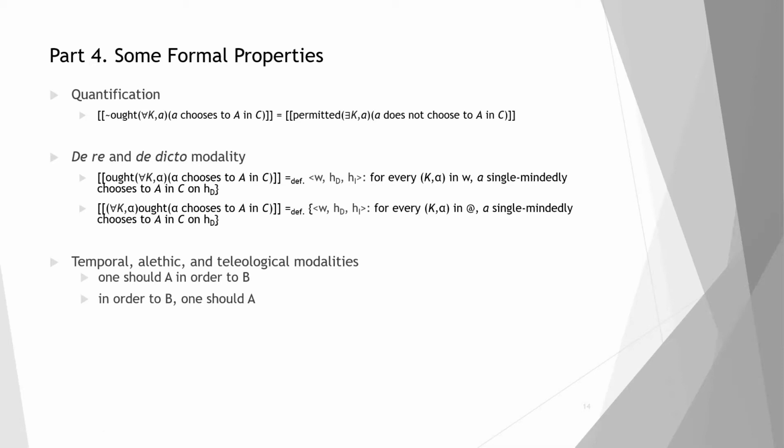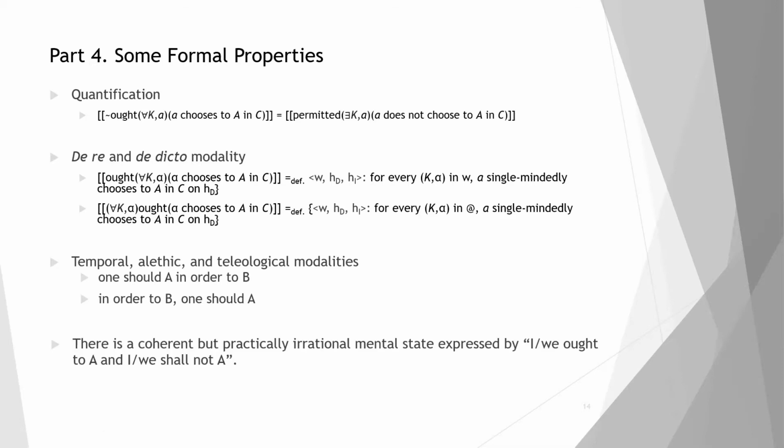Furthermore, because you distinguish deontic from intentional hyperplans, there's a coherent but practically irrational mental state expressed by 'I, or we, shall A and we shall not.' It's coherent in that there are hyperstates, these ordered triples, that model that content, but it's practically irrational in the sense that there's no action you can take that satisfies all of the planning commitments that you adopt when you express that claim.